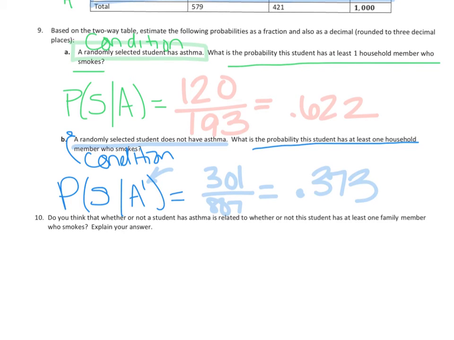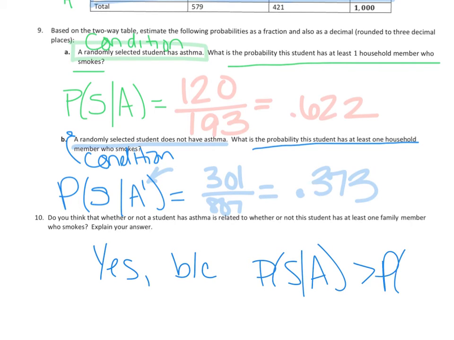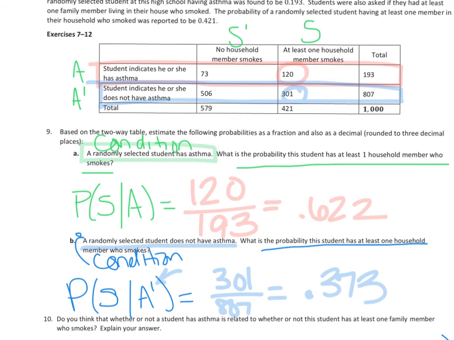And then the next question says, do you think whether or not a student has asthma is related to whether or not one household member smokes? And I would say yes, because the probability of smoking given you have asthma is greater than the probability of smoking given you don't have asthma. So this is probably saying that smoking has some effect on having asthma. And that's how you can calculate conditional probabilities using two-way tables. Just make sure you know what the condition is, because I kept boxing off what the condition was in both examples that I did here.